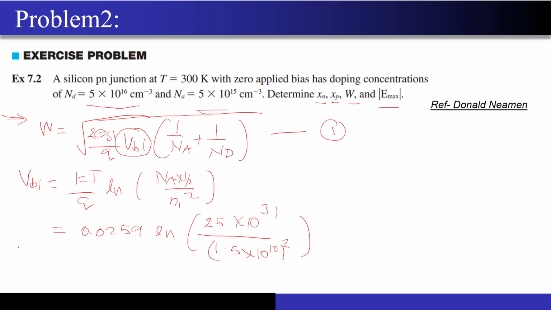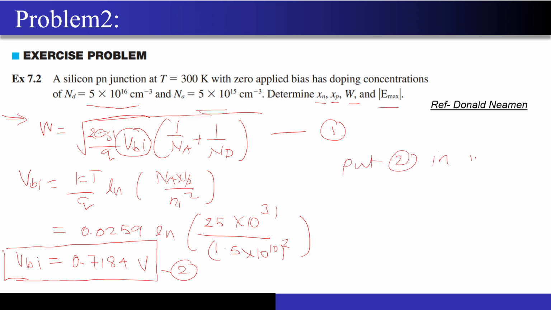Correct? So now if you find this value, the value of VBI that you will find will come out to be around 0.7184 volts. This is the value of VBI that you will be getting. Correct? Now once I know the value of VBI, I can find out equation number 1, because VBI was the only thing that was not known to me. So now what I will do is put 2 in 1.